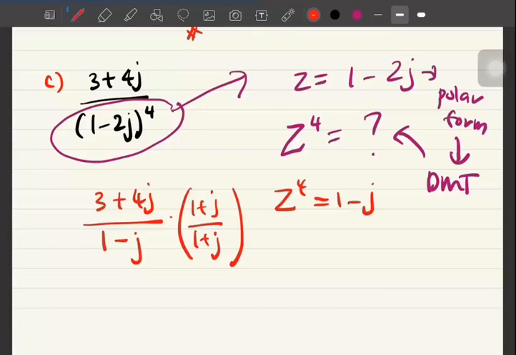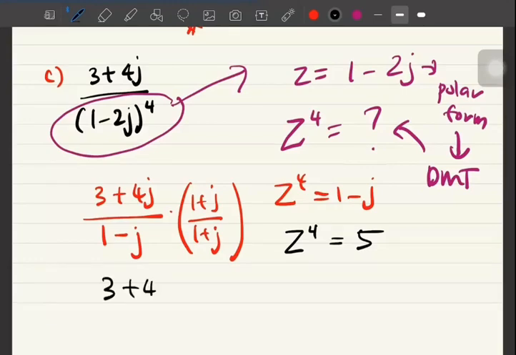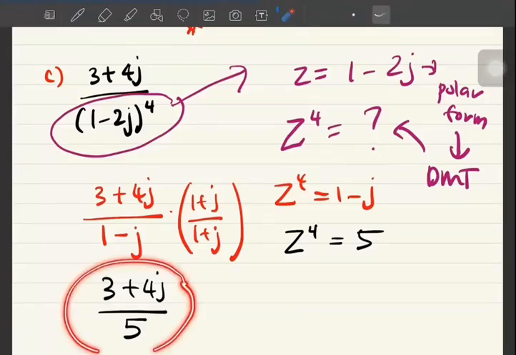Okay, saya bagi contoh kalau your Z kuasa 4 masih dalam bentuk A plus BJ. Okay, saya bagi contoh ni. But if you calculate your Z4 and let's say Z4 awak sama dengan 5, contoh. So when you substitute back in your problem, so you have 3 plus 4J over 5. If this fraction is in general form, yeah, kan? So this is your last answer.